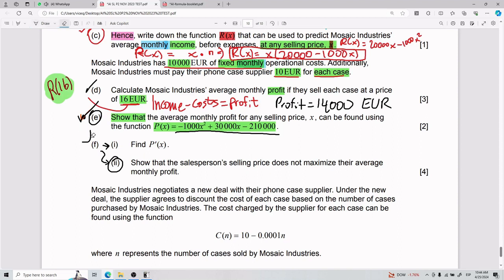It's not always the case, but it is always going to be the case that part 1 is needed for part 2. All right, so that is already a big hint for what's coming in front of us. And here for part F, part I, part 1, we have find the derivative of p(x).